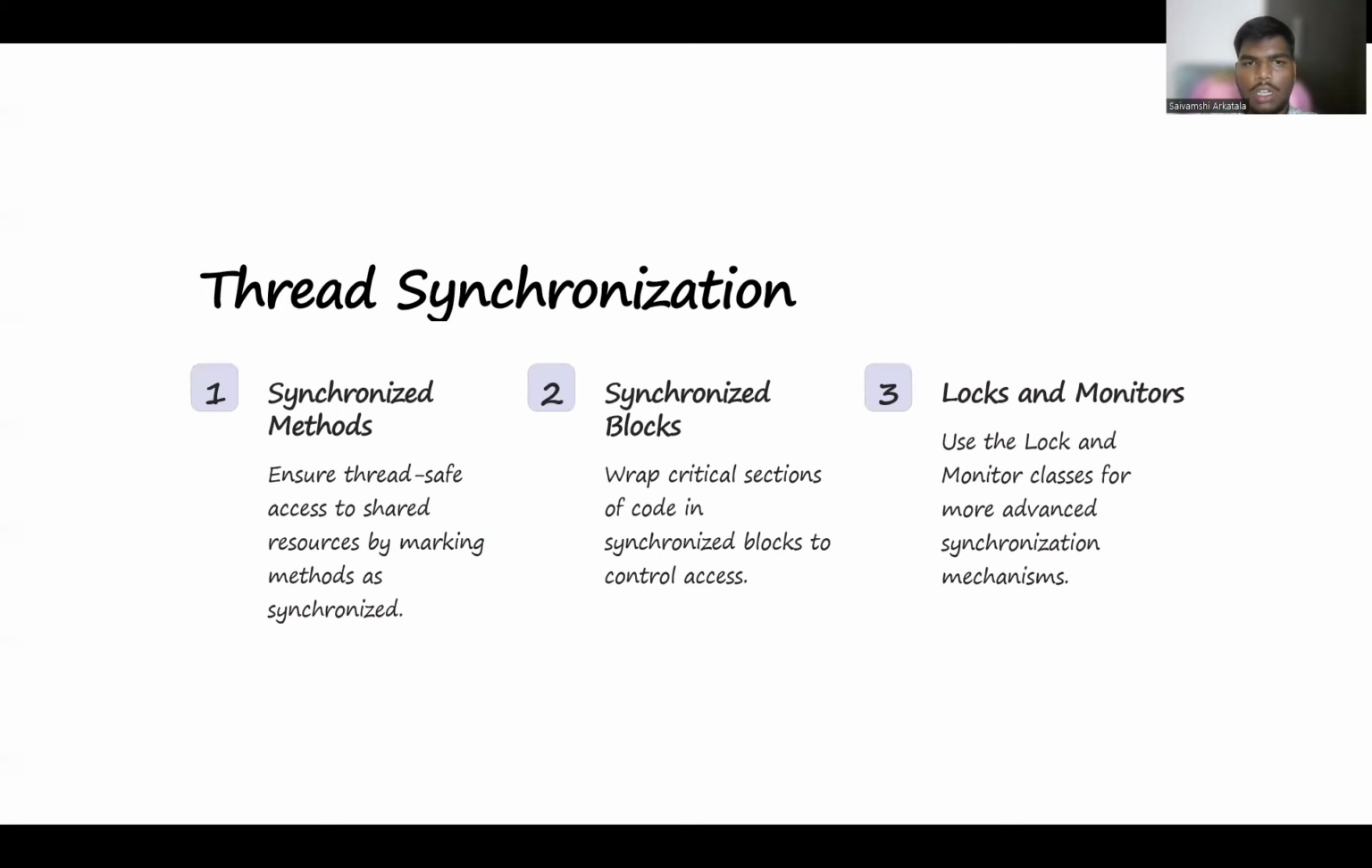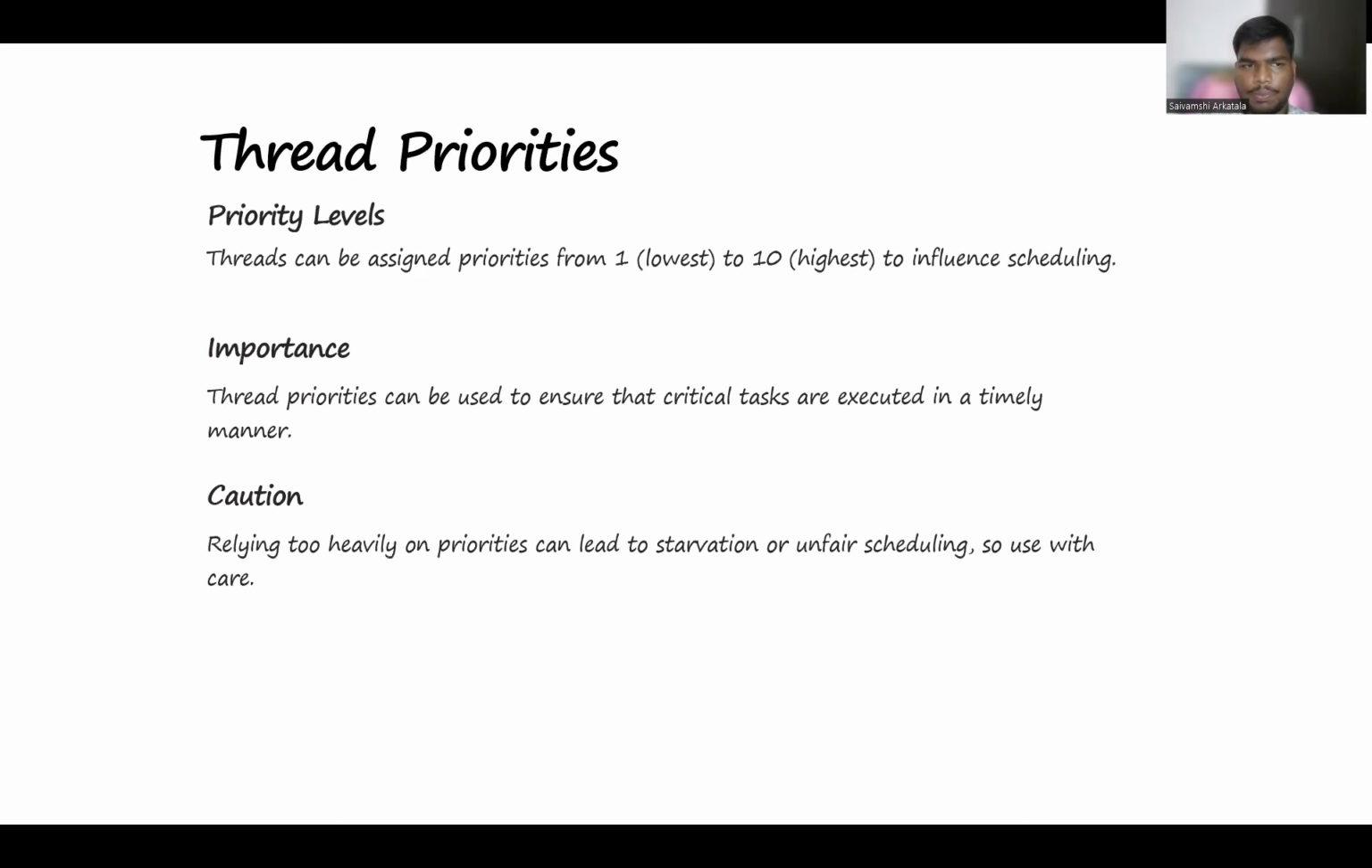And thread synchronization. There are synchronized methods, synchronized blocks, and locks and monitors. Synchronized methods ensure thread-safe access to shared resources by declaring methods as synchronized. Synchronized blocks wrap critical sections of code to control access to them. And locks and monitors: the use of lock and monitor classes for more advanced synchronization mechanisms.